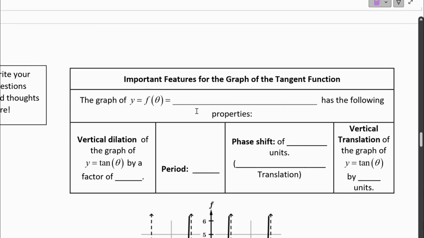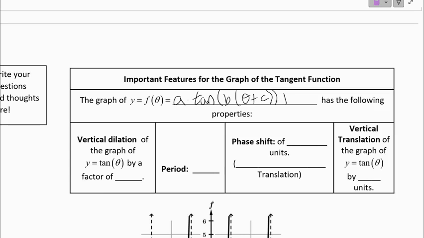Our general form, you're going to notice, is very similar to the general form that we had for the other trig functions, sine and cosine. It is a times the trig function of b theta plus c, plus d. Again, this should look very familiar. The only thing that was different was it was sine or cosine instead of tangent. And most of this means the exact same thing.